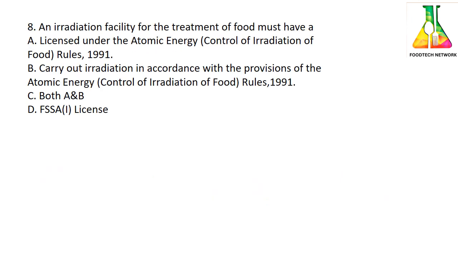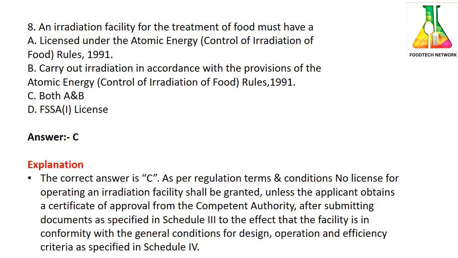An irradiation facility for the treatment of food must have: option A, licensed under atomic energy; option B, carry out irradiation in accordance with the provision of atomic energy; option C, both A and B; and option D, FSSAI license. So the correct answer is C, that is both option A and B are correct.